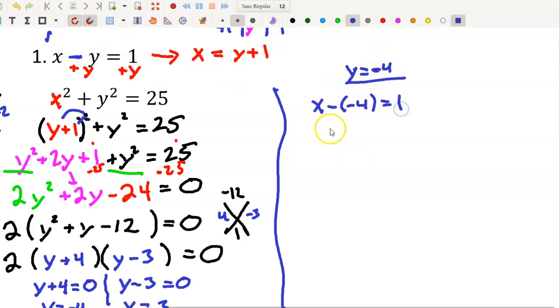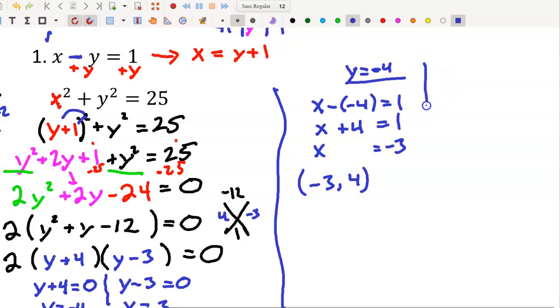Common mistake. So what plus 4 equals 1? What number plus 4 equals 1? And that would be negative 3. Negative 3 plus 4 is 1. So we got our first solution, negative 3 comma 4.